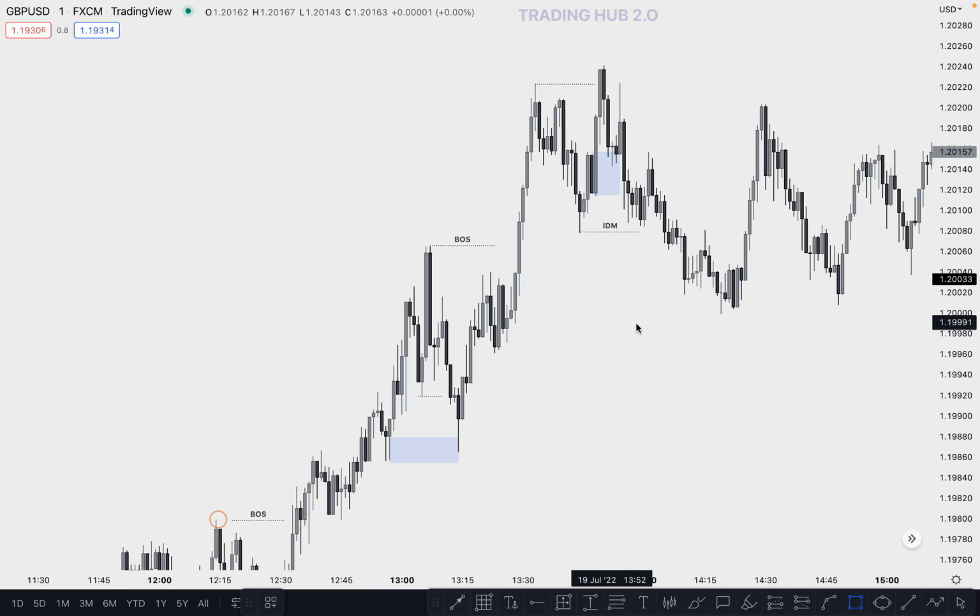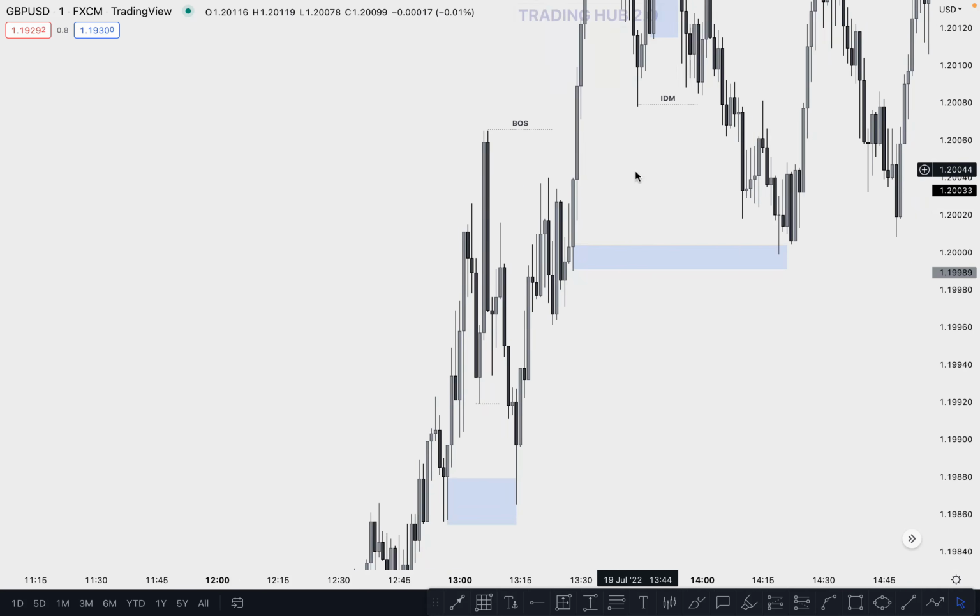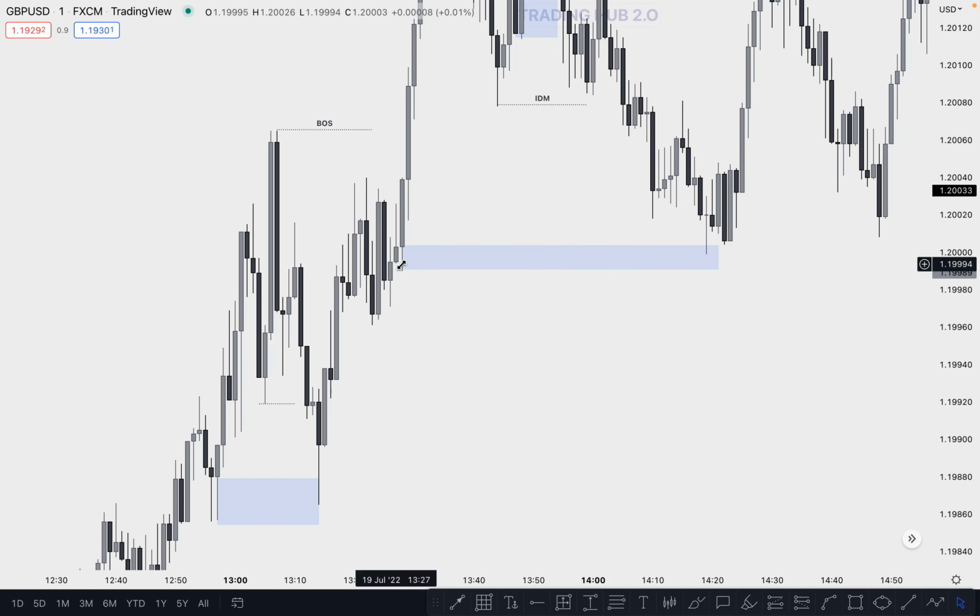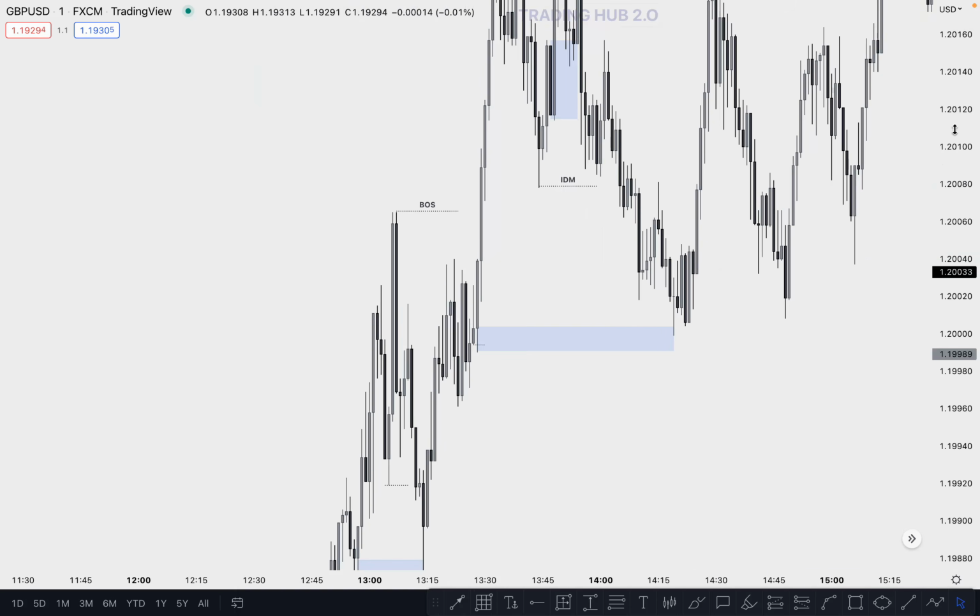And let's see, after taking out this low, you can see the market tapped on this minor demand zone, which is here. Why did I take this demand zone? Because the market took out this low and closed above it. So this candlestick is valid for the buy. The market tapped here and pushed higher.